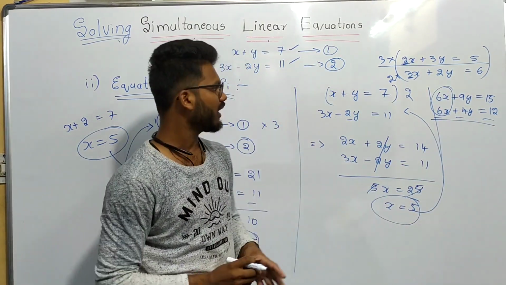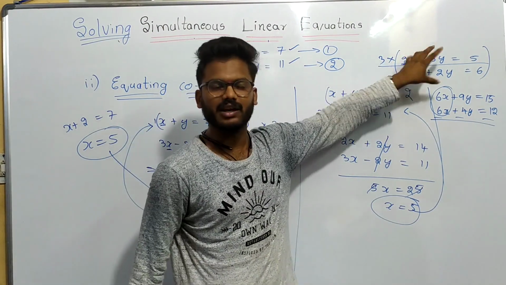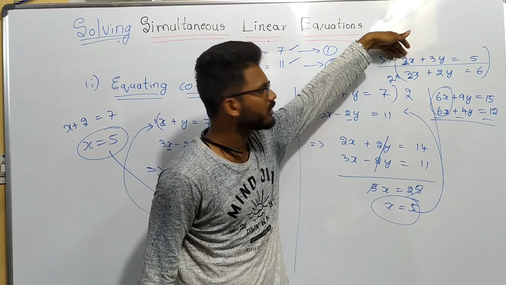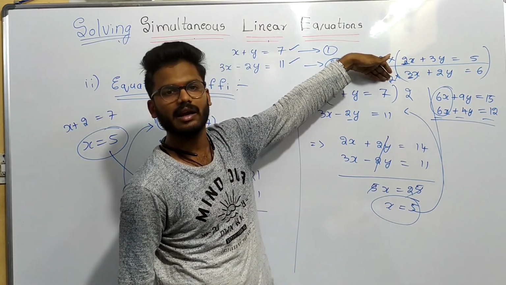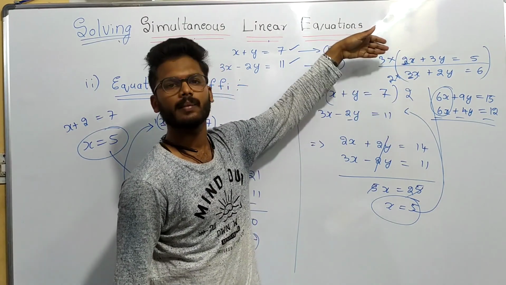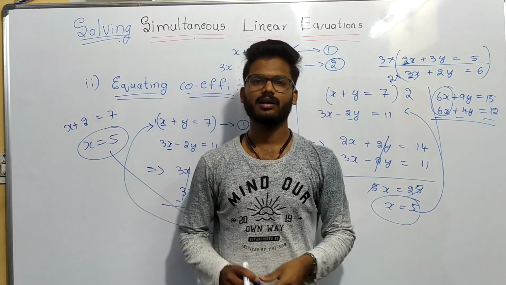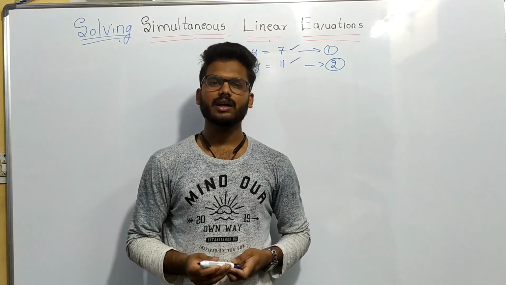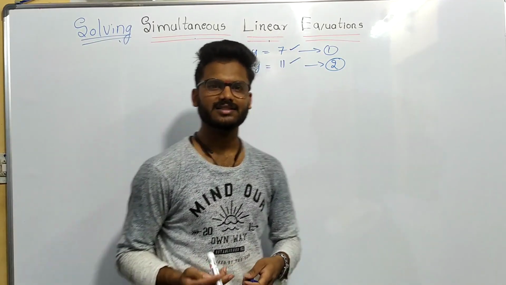Understood or not? Whenever you have different coefficients like this, take the coefficient of x from the first equation and multiply it to the second, and the coefficient of x from the second equation and multiply it to the first equation, and you will get equal coefficients. Understood? Now see the third method. What is it?